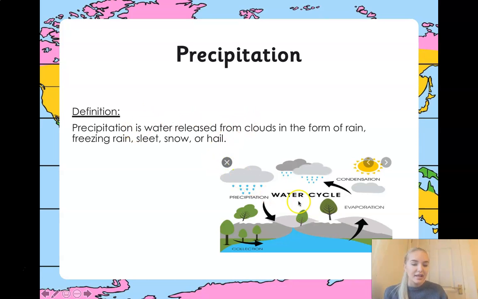So you can see here that we have a diagram of the water cycle. Now precipitation is this part of the water cycle here, where this water is released from the clouds, and you can see here it's released in the form of rain. So it's anything that is water that is released from the cloud, whether it freezes to form snow, or whether it's just really cold rain or it's just normal rain, it is water that's released from the clouds.